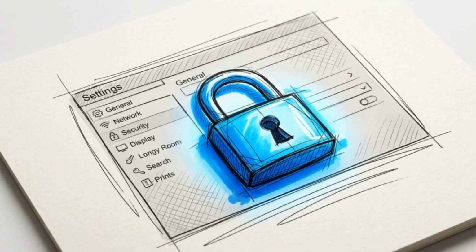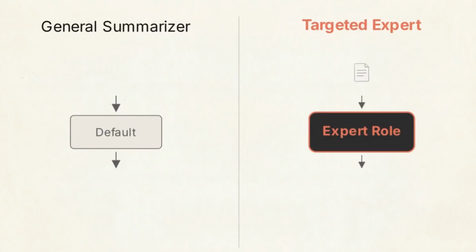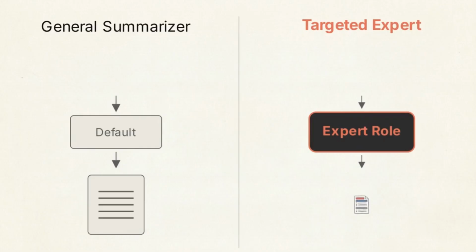Once you lock these two settings in, they stay active for every single conversation in that notebook until you manually change them. By defining an explicit role upfront, the AI stops acting like a general summarizer. Instead, it interprets every document you upload through the critical lens of a targeted expert.